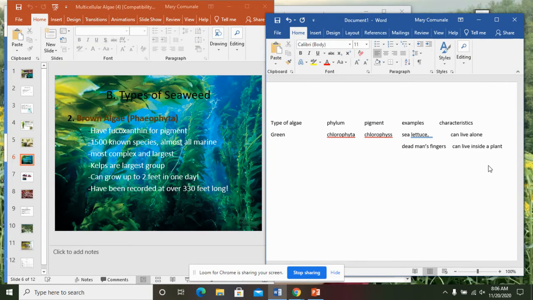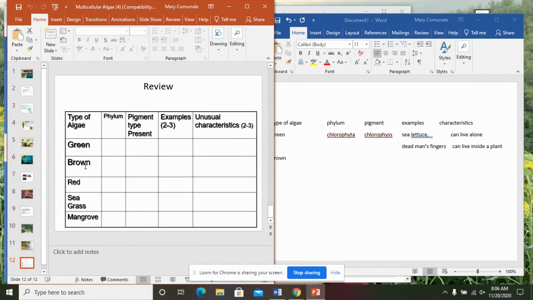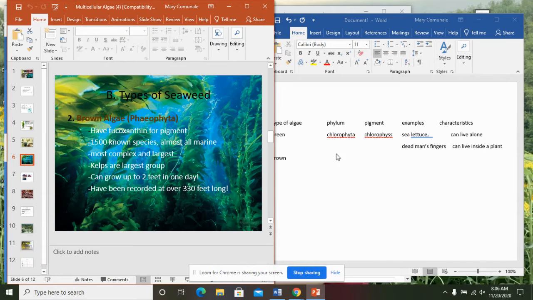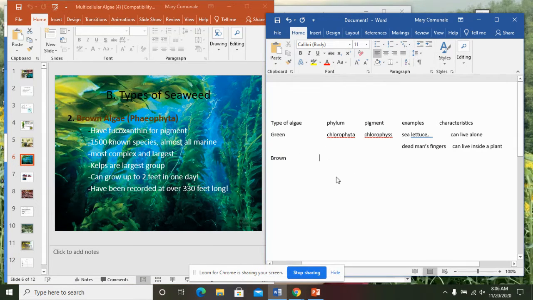Okay, so my next one was going to be the brown algae. And I'm just doing that based off of what was down here in that chart. So we're doing brown, red, seagrass, and mangroves. So right here we are at the brown algae. Their phylum is going to be this Phaeophyta. Their pigment is fucoxanthin.